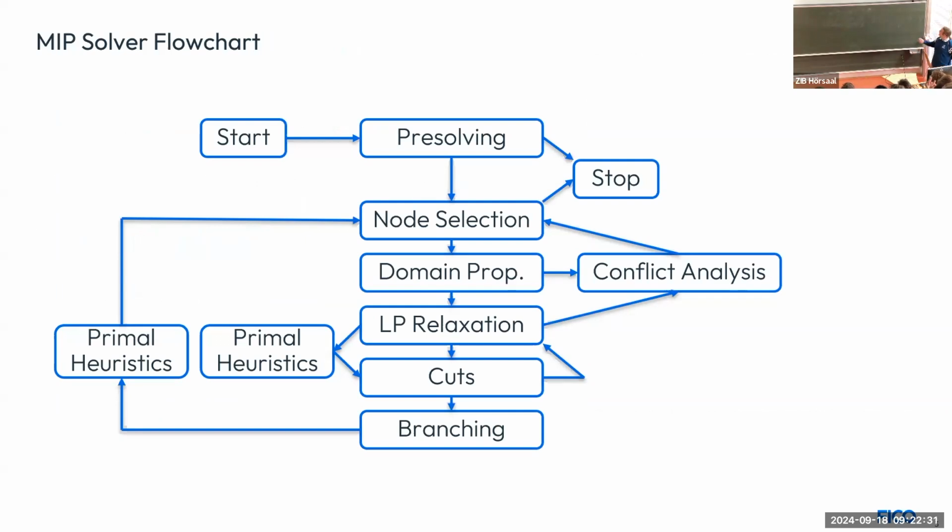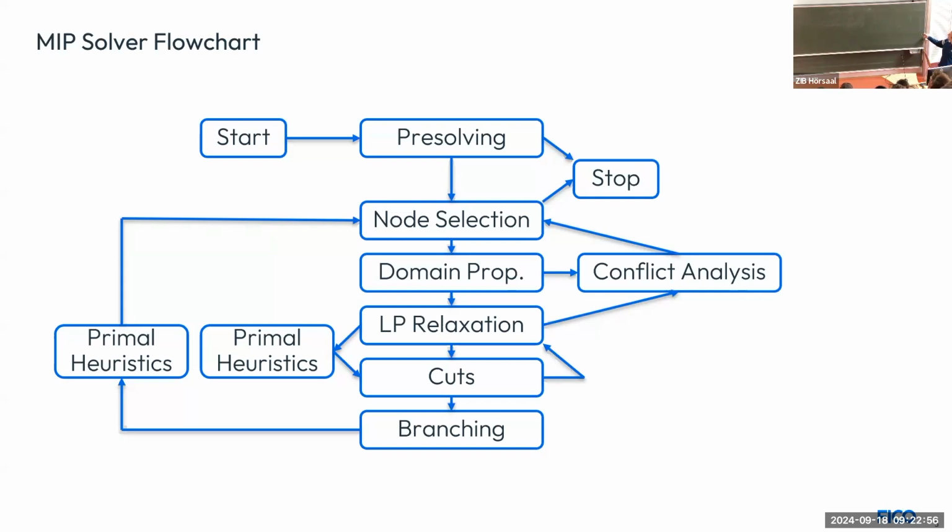And then what you see here is essentially the loop of a branch and bound algorithm. You select some problem to solve. Afterwards, you split it into 2 or more new problems and then go in a cycle here. And in between, there are these extra procedures like cutting plane generation, heuristics, domain propagation, conflict analysis.